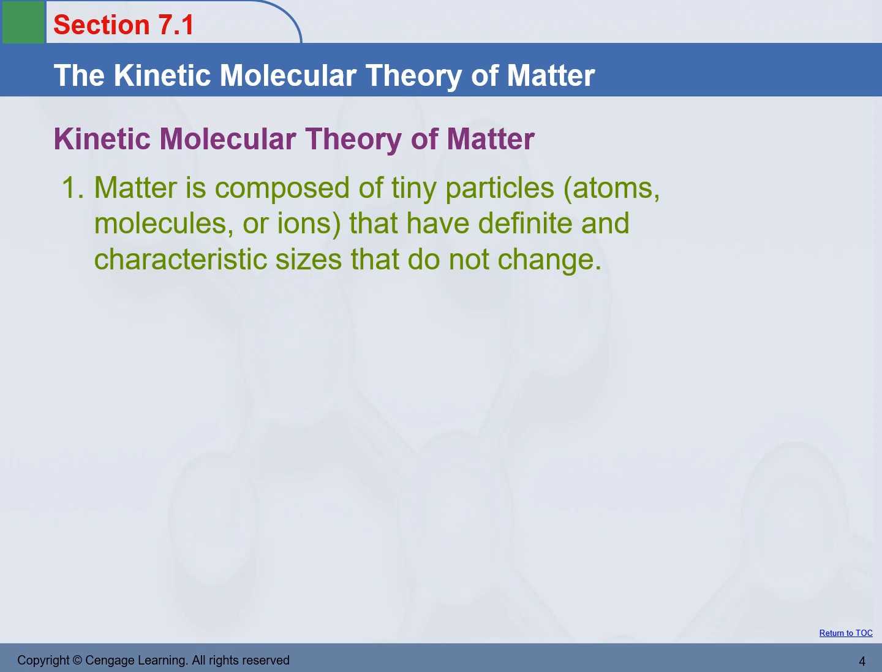So number one, it tells you that matter is composed of tiny particles, be it atoms, ions, molecules. These tiny particles are assumed to have definite and characteristic sizes that do not change. Well, basically, statement number one is telling you matter is composed of tiny particles.